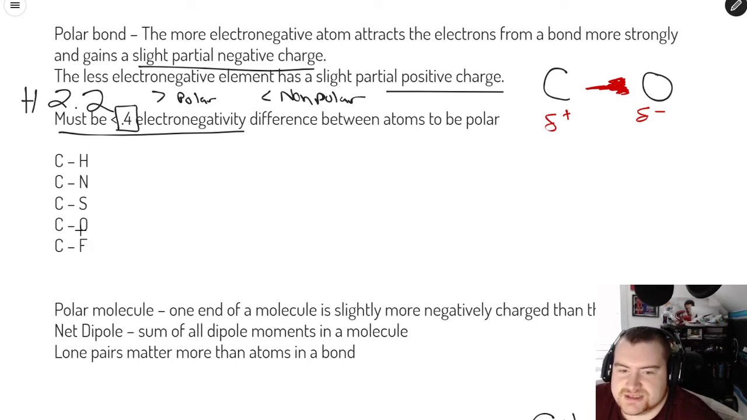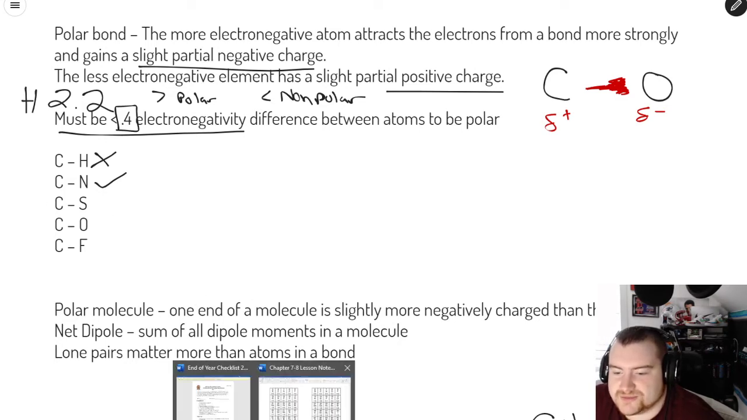Okay, we're going to go through these and say, are they polar or not? So is a carbon to hydrogen bond polar? Carbon is 2.5, hydrogen is 2.2. Is that difference greater than 0.4? It is not. So it's not polar. Carbon to nitrogen. Carbon's value is 2.5, nitrogen's is 3. So that is 0.5, which is larger, so that is polar.